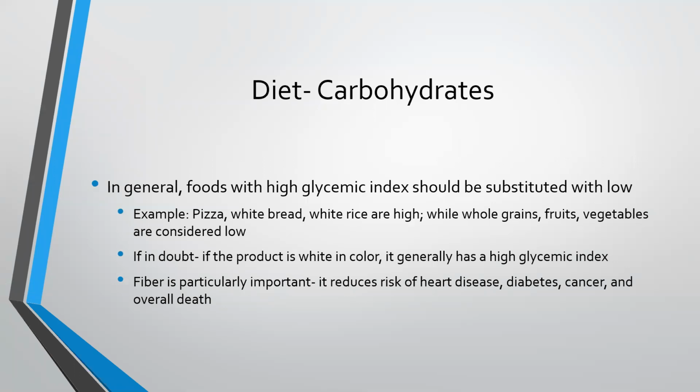Talking about carbohydrates specifically, foods with high glycemic index should be substituted with low. We started coining this term for diabetics, but it also applies to cholesterol control and heart issues. So for example, pizza, white bread, white rice, more or less anything that's white in color have a high glycemic index, while whole grains, fruits, veggies are considered low. If in doubt, if it's white in color, it generally has a high glycemic index.